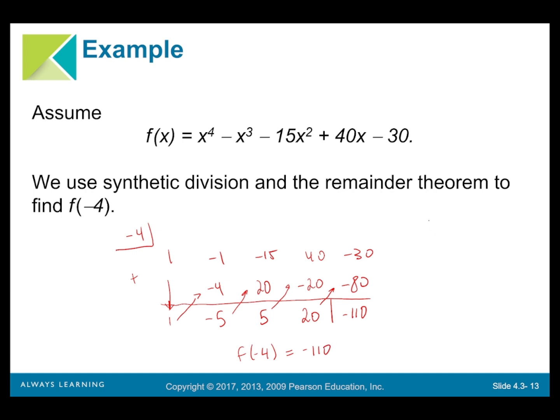Basically what we've done is we've divided this whole polynomial by x plus 4, and we got remainder negative 110. And we know, based off of the remainder theorem, that that remainder is what the polynomial evaluates to. So f of negative 4 is our remainder, negative 110.